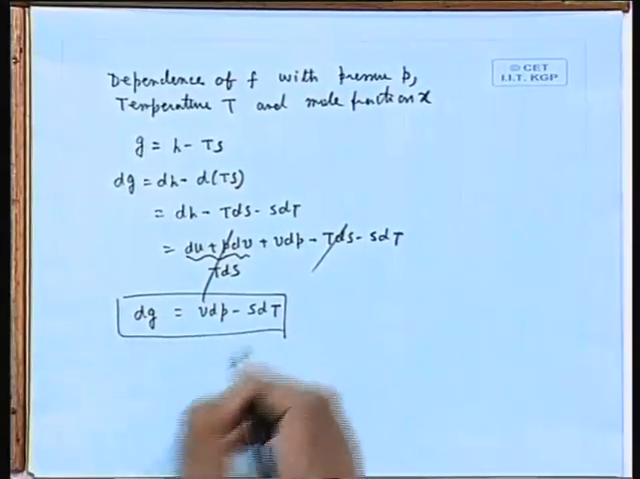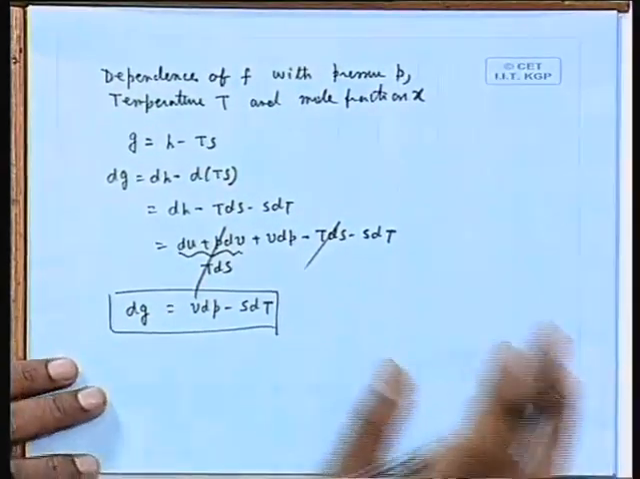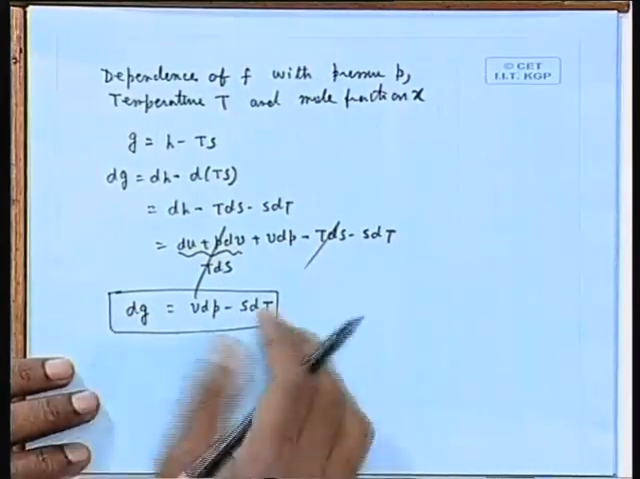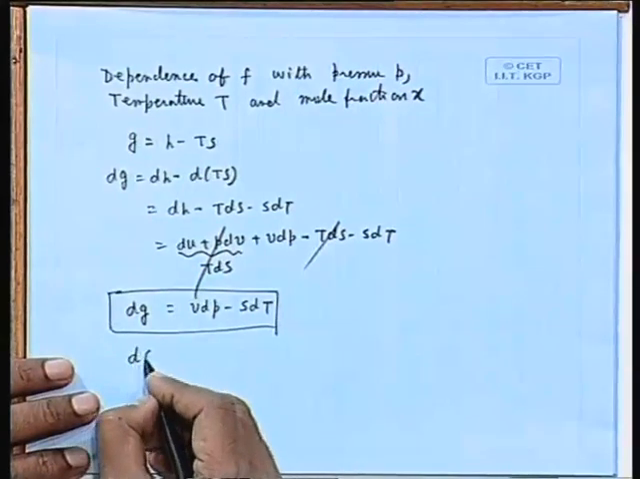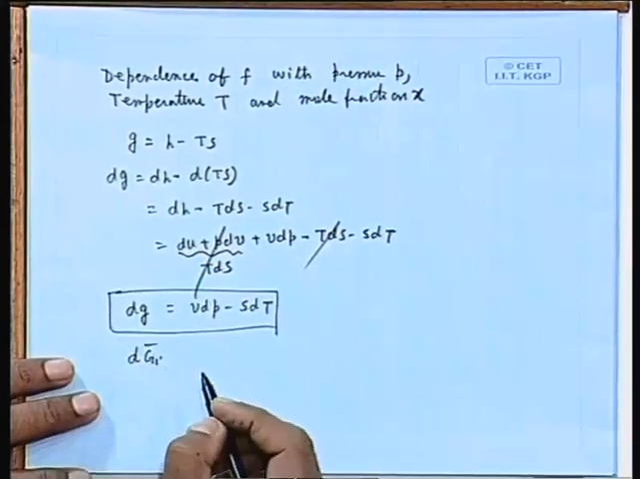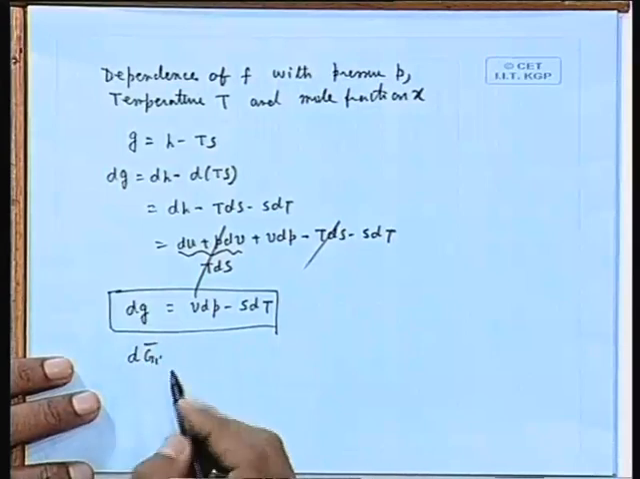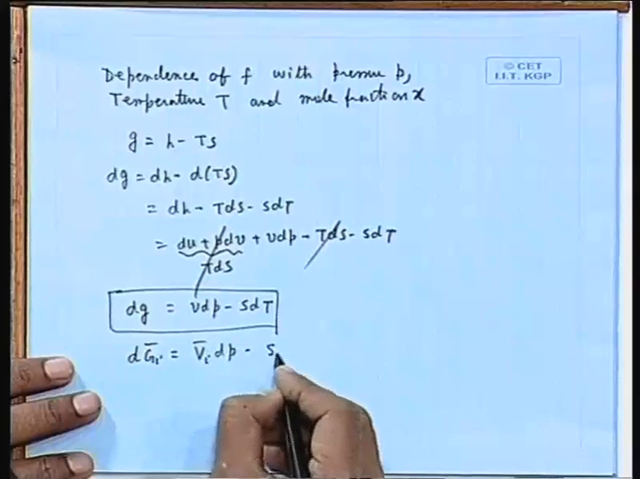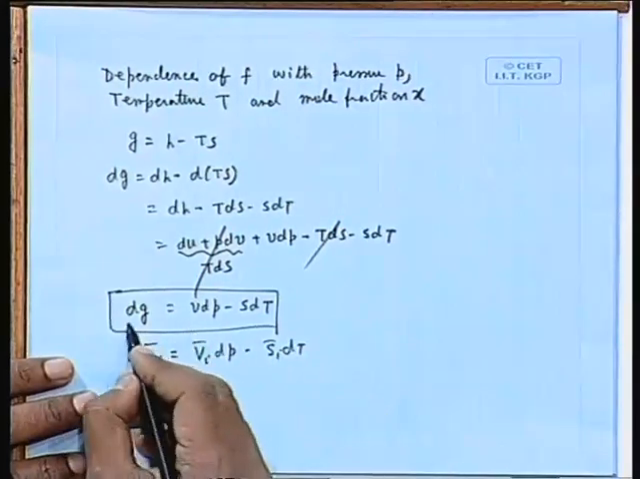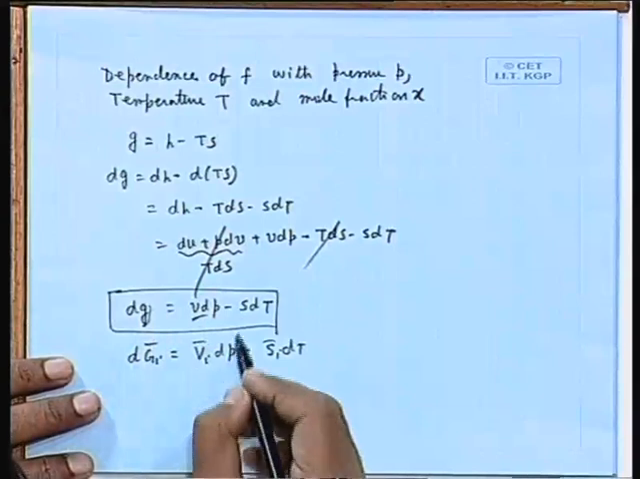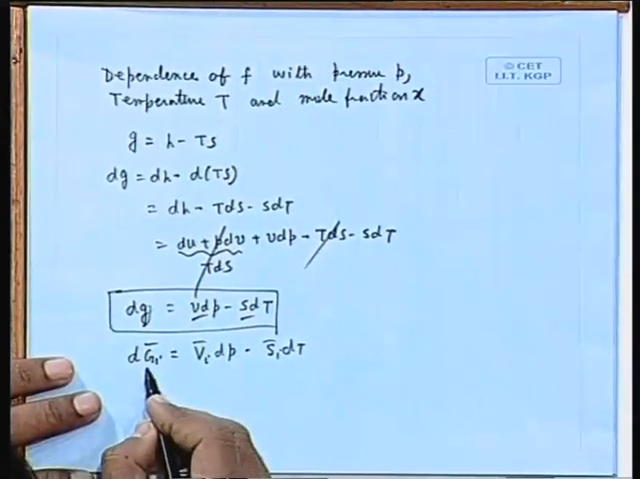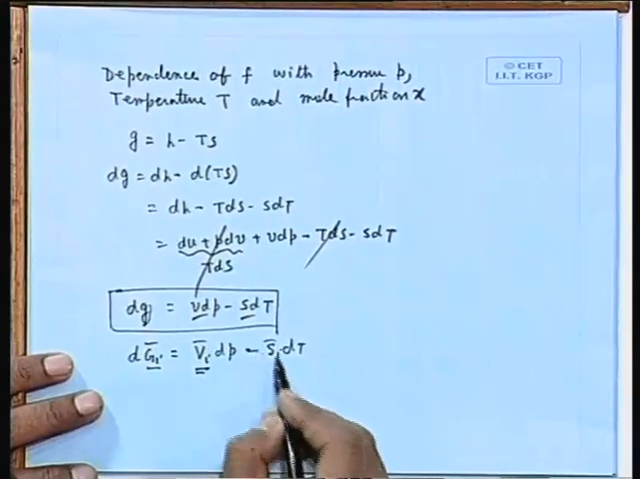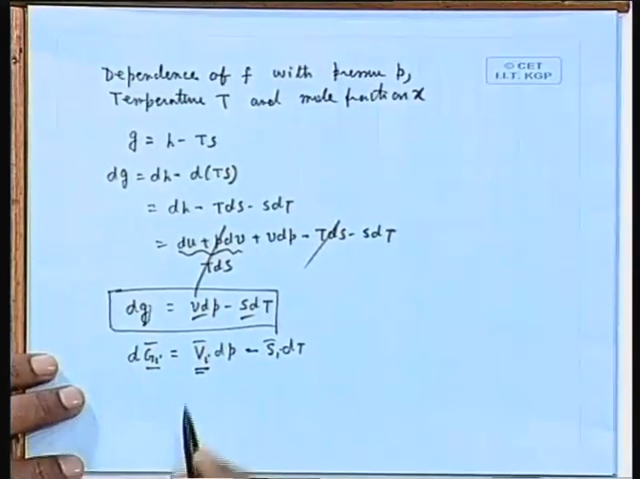Now for a multi-component system, as we have already studied, the same expression, the same relationship holds good if we just substitute the molar Gibbs function by the partial molar properties. That means the partial molar property of the ith component. For a pure component this was the molar Gibbs function, molar volume, molar entropy. Here it is the partial molar Gibbs function of the ith component, partial molar volume of the ith component, partial molar entropy of the ith component. So we start from here.